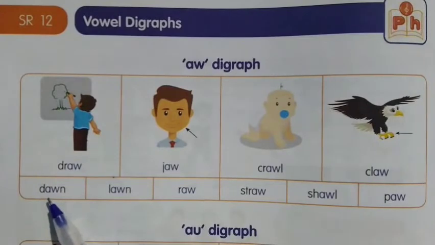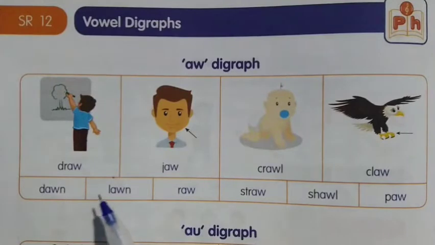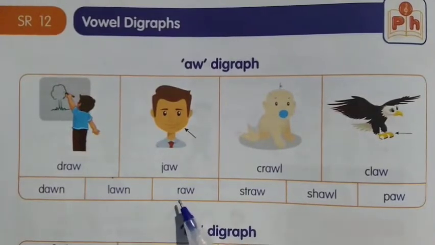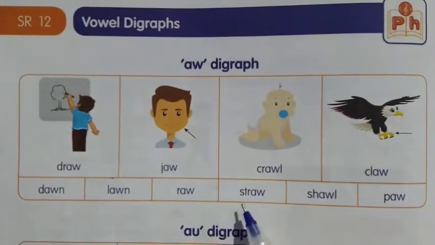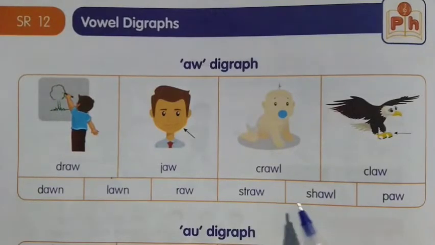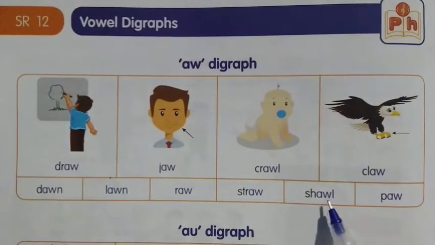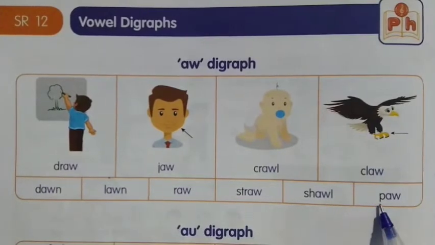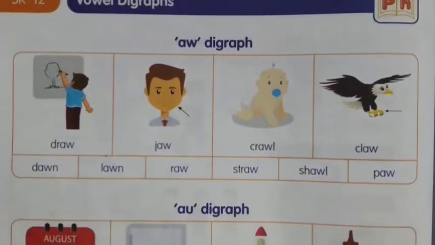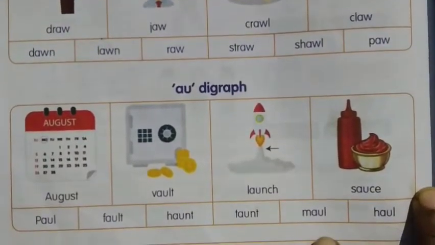D, a, n. Dawn. L, a, n. Lawn. St, r, a. Straw. Sh, a, l. Shawl. P, pa. Let us see the next words for the next digraph.